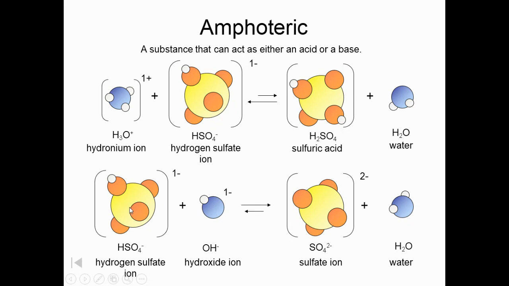And that makes the hydrogen sulfate acting as an acid because it's donating a proton. So the hydrogen sulfate on the bottom is acting as an acid, and the sulfate ion is its conjugate base. The hydroxide is a base, and what it becomes, the water, is its conjugate acid. So hydrogen sulfate ion is also amphoteric, can act as an acid or a base depending on what it's around.